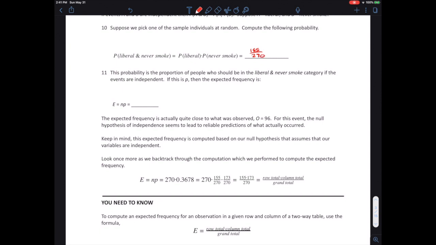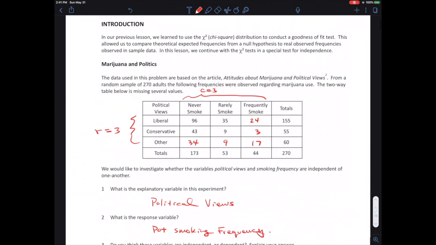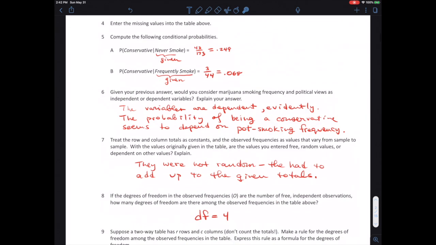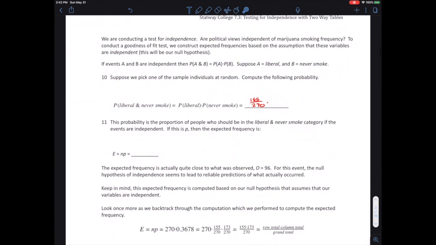Okay, so that's the probability, again, of being a liberal. But we also want to multiply by the probability of being a never smoker. So back to the table. Altogether, the never smokers are 173 people. Never smoke pot altogether out of 270 people. So again, it's 173 divided by 270. Okay, now go ahead and pause while you do this computation, and then come back and I'll show you the answer.